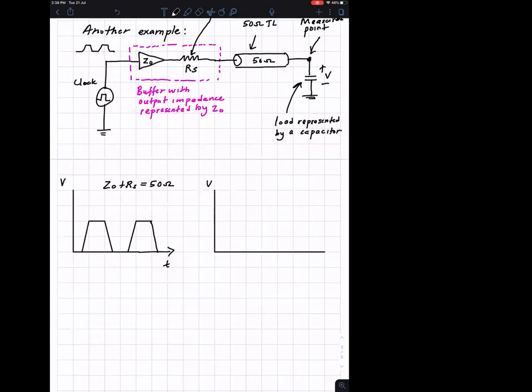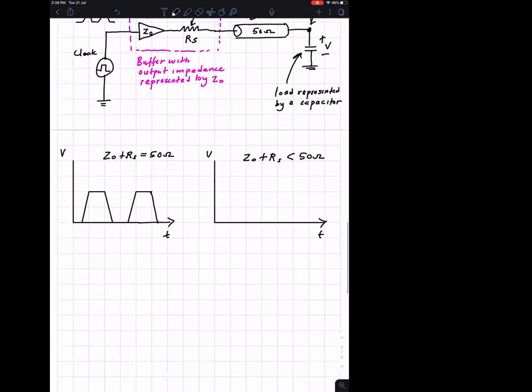If Z naught plus RS is less than 50 ohms, then you're going to get ringing, overshoot, undershoot, something like this, okay?